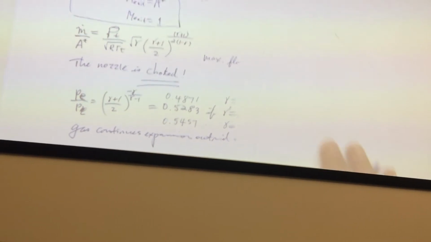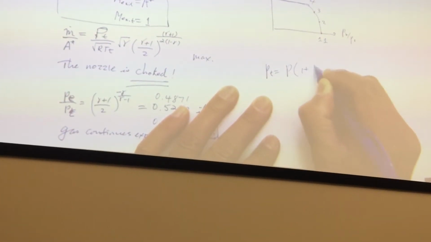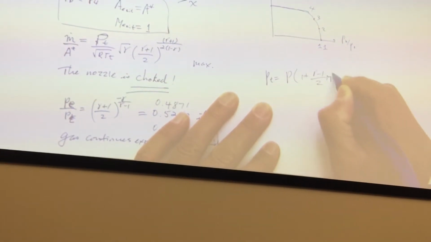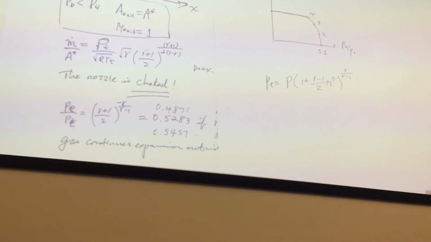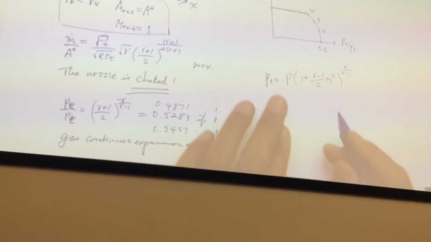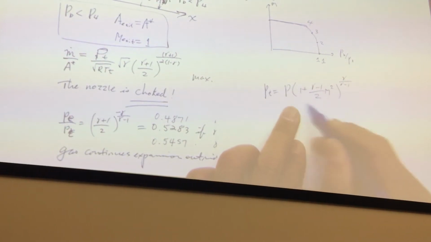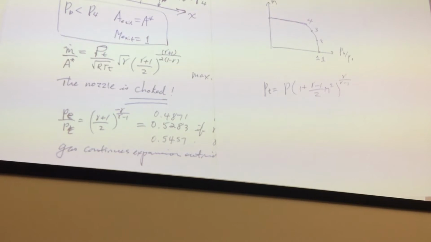Right, makes sense, because PT is equal to P times (1 plus (gamma minus 1) over 2, M squared) to the power gamma over gamma minus 1. Right? So any P divided by PT should be this to the minus power. Right? Which was right before.